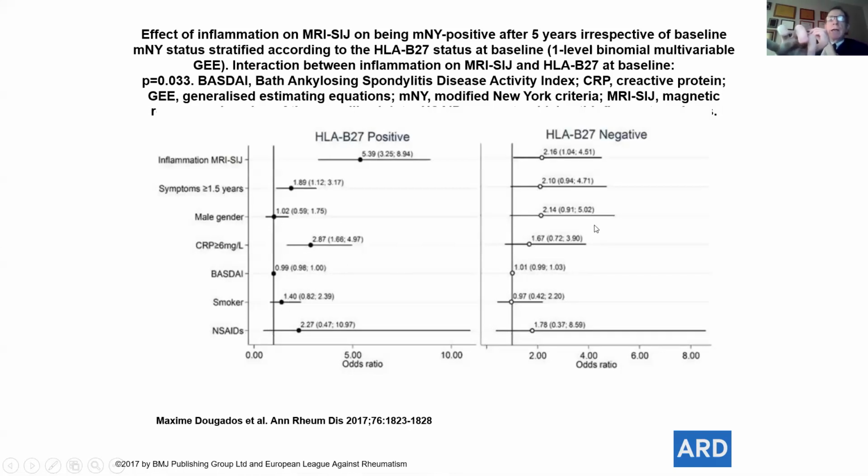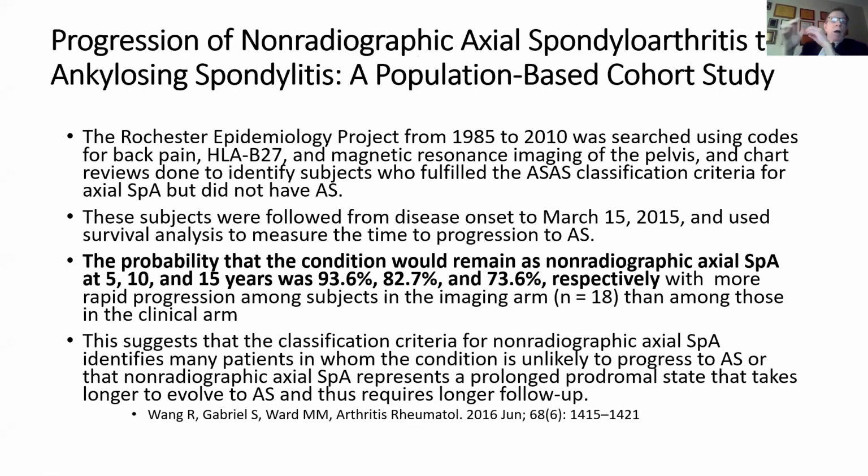In the B27 negatives, it was much less robust in the actual progression to AS. Runxing Wang, who's now at Columbia, when she was a fellow with Dr. Michael Ward, looked at the Rochester Epidemiology Project and those who enrolled between 1985 and 2010, and in conjunction with Shereen Gabriel at the Mayo Clinic, found that the probability of the condition would remain as non-radiographic axial SpA at 5, 10, and 15 years.